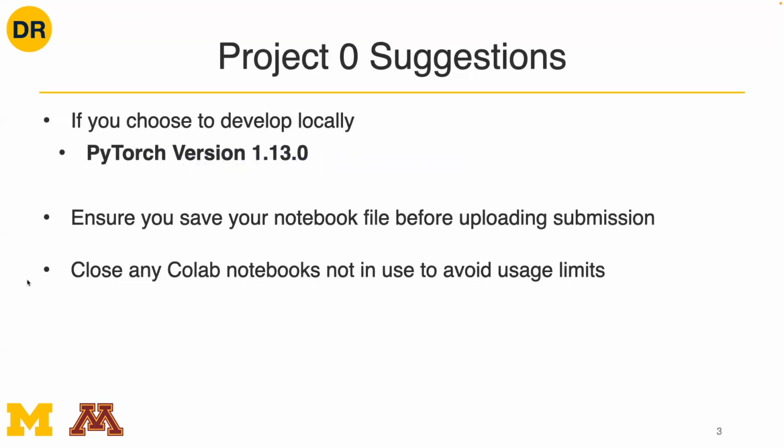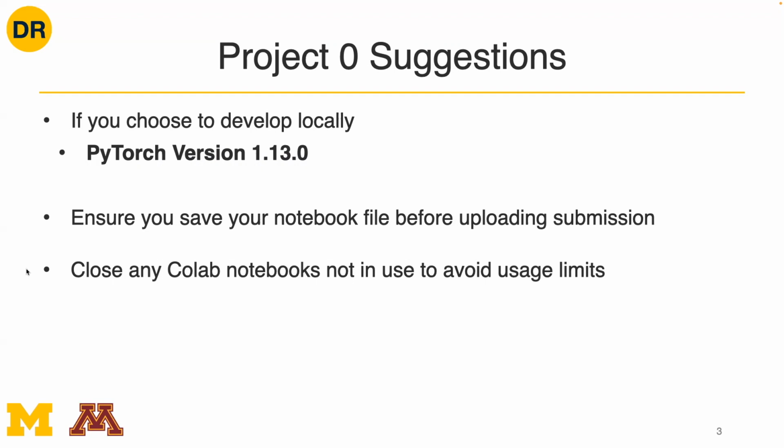A few suggestions for project 0. If you're developing locally, just make sure that you're using PyTorch version 1.13.0 because this is what the autograder is using. And then two common pitfalls that students have been running into so far. The first is make sure that you check locally that the notebook file you're saving has the outputs that you expect it to have. There seems to be a bit of a lag in the Google Drive file system, likely because it's a distributed file system, between when you try to save the file versus when the update gets reflected in the GUI of Google Drive. So just make sure that you check it before you submit to the autograder if you don't want to lose out on one of your submissions for that day.